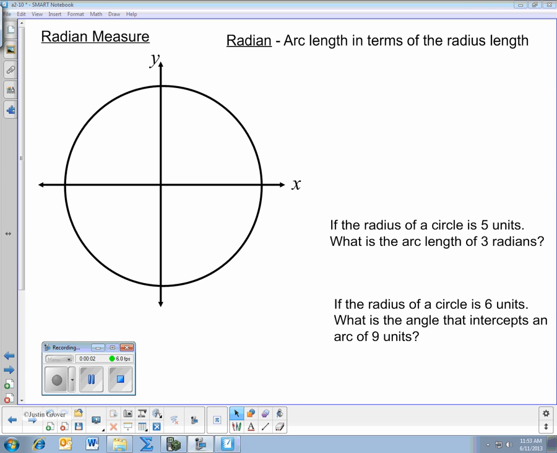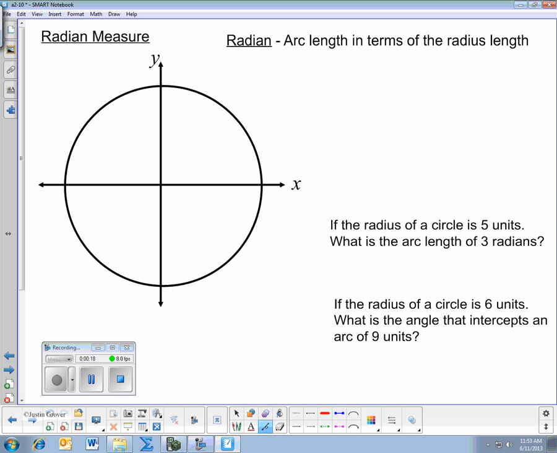Radian measure. We all know we can measure angles in degrees, but we could also measure the arc that they intercept. And so that is basically what a radian is. It's a measure of the arc an angle creates in terms of its radius length.